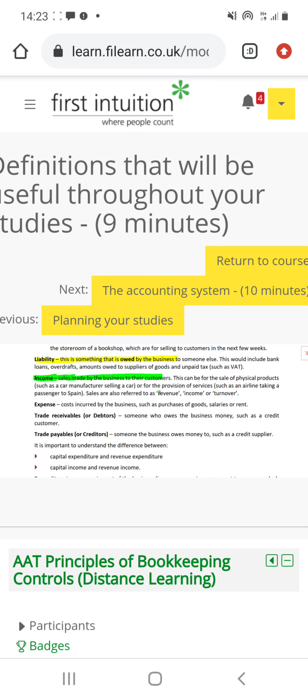Now, you may see sales referred to as revenue or income or turnover. Revenue is the international term. Turnover tends to be more the UK term.